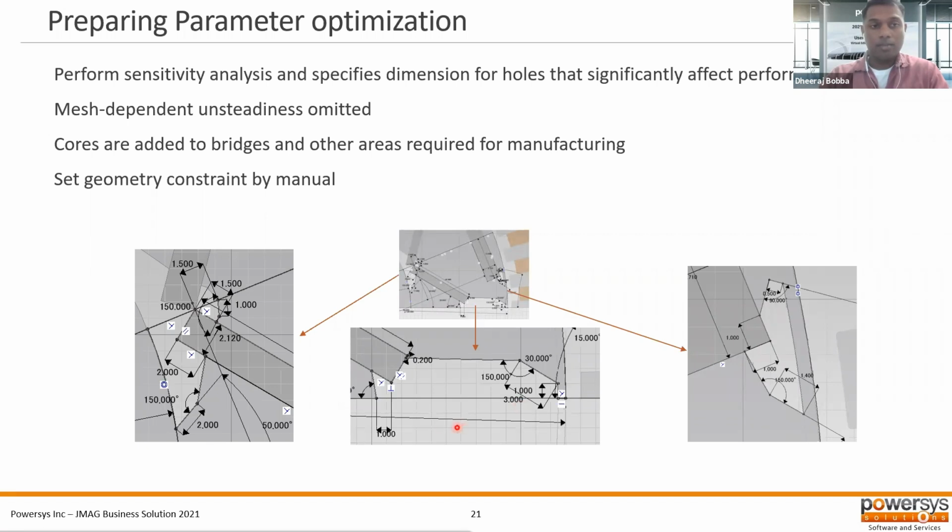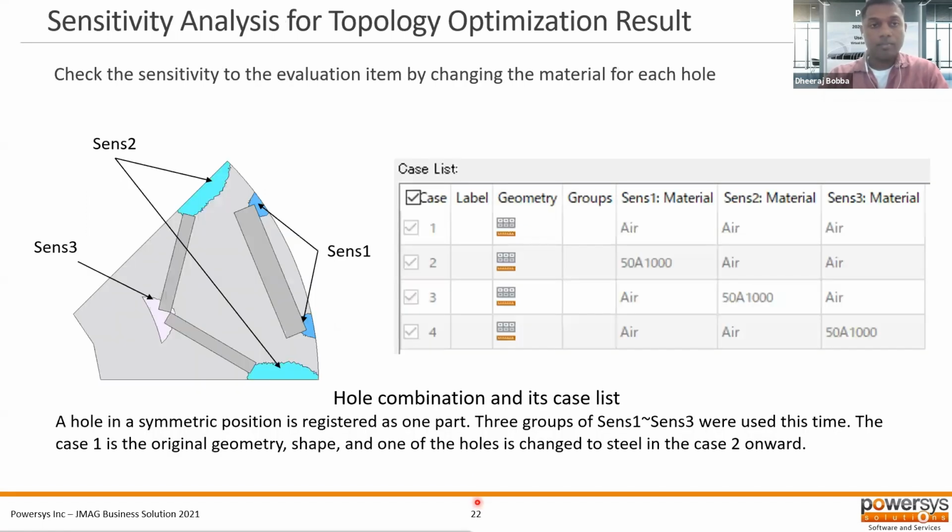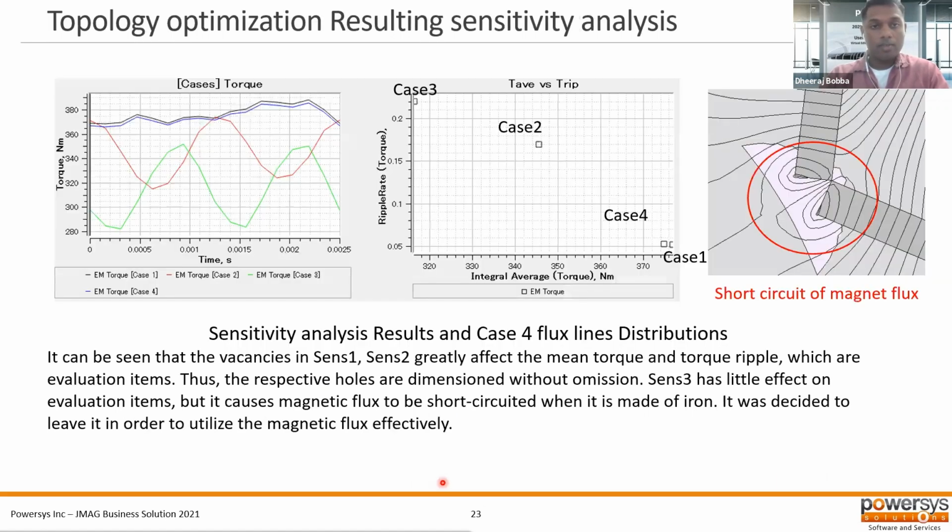And here we're omitting the mesh-dependent steadiness in defining the ranges of these. And the geometry constraints are set manually, of course. And the next step was checking the sensitivity by manually changing some of the portions. And these are the results for that sensitivity analysis to identify how the net torque and the torque ripple is impacted by those changes.